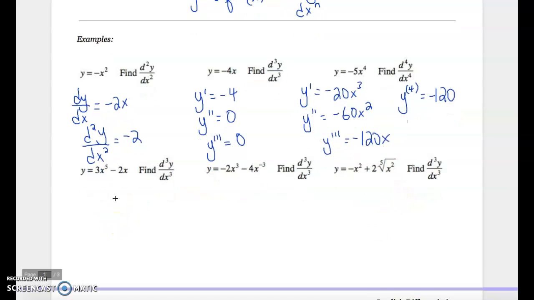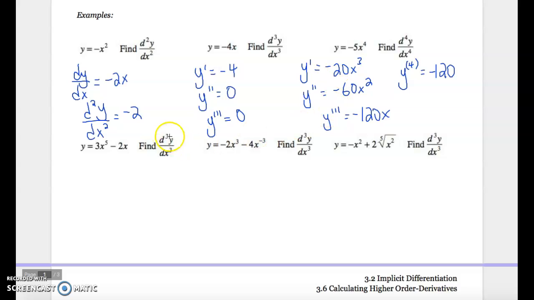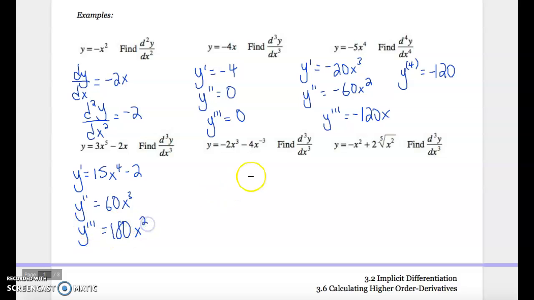If we look at these next ones, the third derivative, we would get y prime would be 15x to the fourth minus 2. Y double prime would be 60x to the third. And y triple prime would be 180x squared. You just keep working your way down. It's nice practice with derivatives.